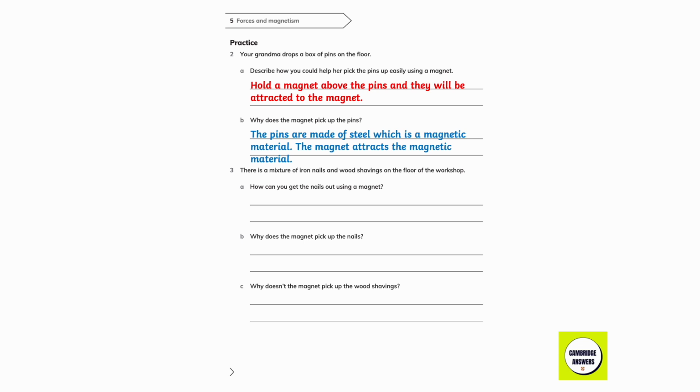There is a mixture of iron nails and wood shavings on the floor of a workshop.